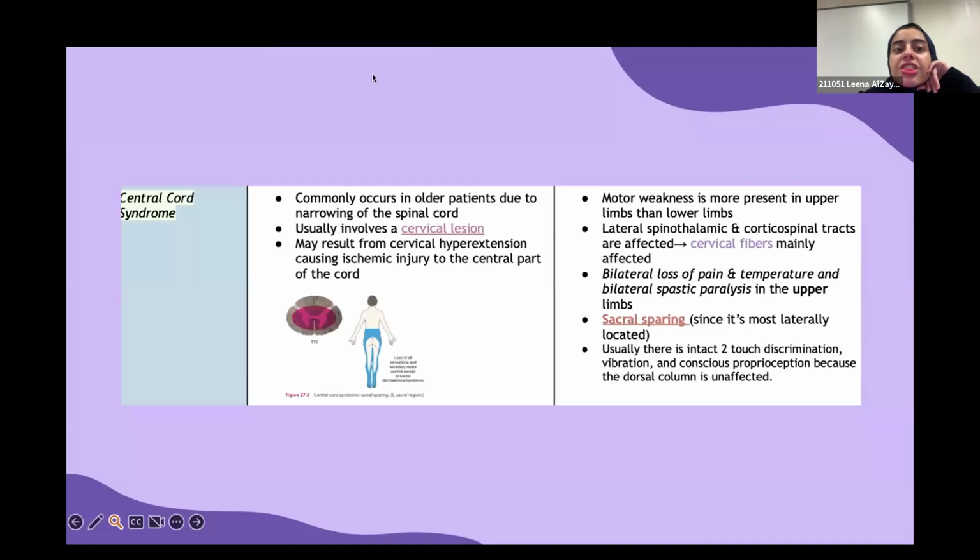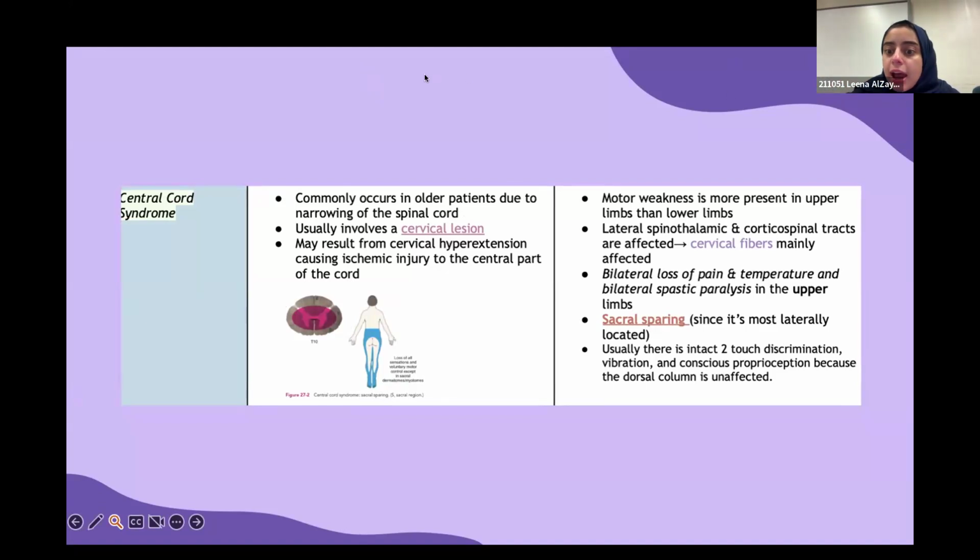Why? Because we're in the center. And in the center, we have the cervical region. I don't know if you guys remember, but the motor starts cervical and then becomes thoracic, then lumbar, and then sacral. So the sacral region, which is the lower part, is usually spared because you see here, the sacral is probably going to be outside this pink line. So the sacral is going to be spared.